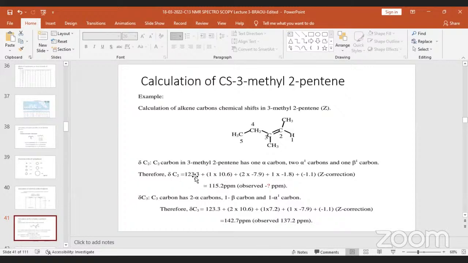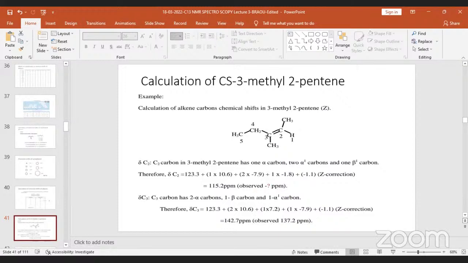So C2 is 123.3. To this we have to add these increments, and it is a Z alkene. You see, the two groups are on one side, so we also add the Z correction of minus 1.1. So 1 alpha carbon, 10.6, 2 alpha prime carbons, 2 into minus 7.9, plus 1 beta prime carbon, 1 into minus 1.8, plus minus 1.1. If you calculate, 115.2 will come.